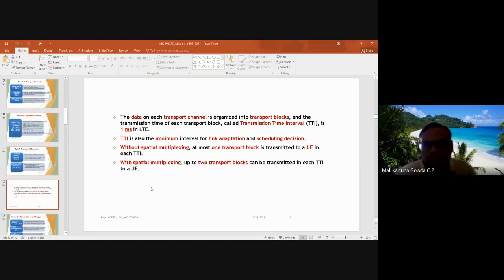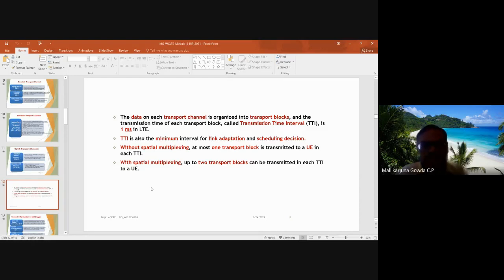So now I hope you understand the transport block. Okay, the duration of the transport block will be what? We call that a TTI, that is transmission time interval, which is equal to what? 1 millisecond in LTE. So this TTI is also the minimum interval for link adaptation as well as the scheduling decision. Okay, that is, 1 millisecond is the minimum interval for taking scheduling decisions and link adaptation.